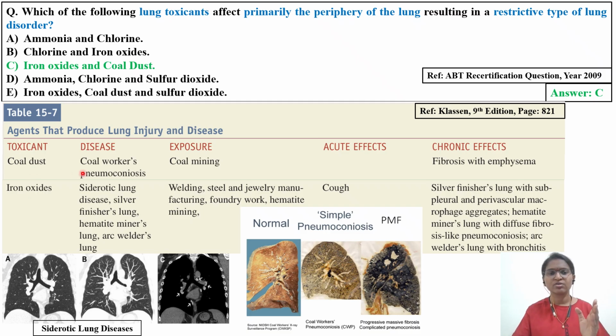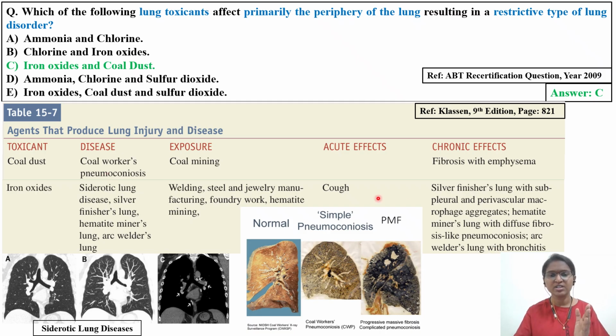So coal dust is causing a type of occupational disease. If there is a factory worker working in a coal mining factory or coal refinery, repeatedly on a daily basis this worker is exposed to coal particles or coal dust. The type of occupational hazard it will cause is coal workers' pneumoconiosis. This is a very well-known occupational lung disease which is caused in coal workers.